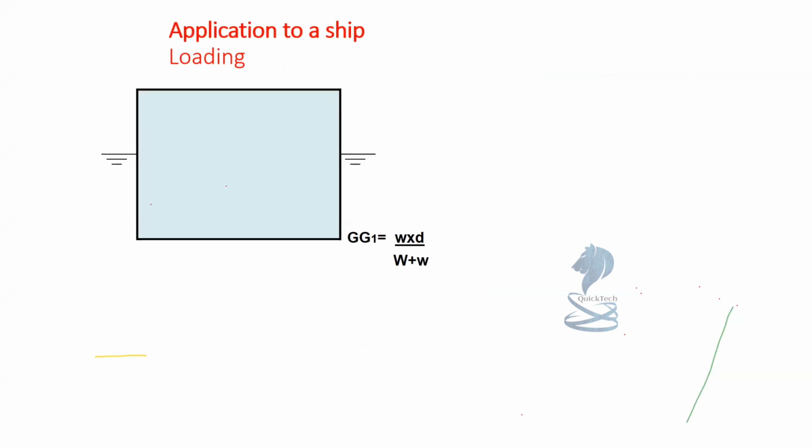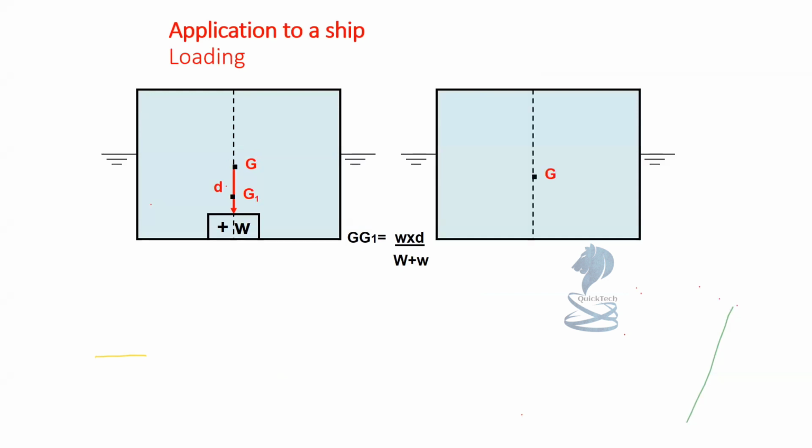Similar to discharging, now let's see the application to a ship while loading. That is, when mass is added to a ship, how the center of gravity shifts to upper side, lower side, diagonally and horizontally. In case of loading, the formula GG1, that is the shift of center of gravity of the body, changes with the denominator as W plus w, that is the initial mass of the body and added weight onto the body.